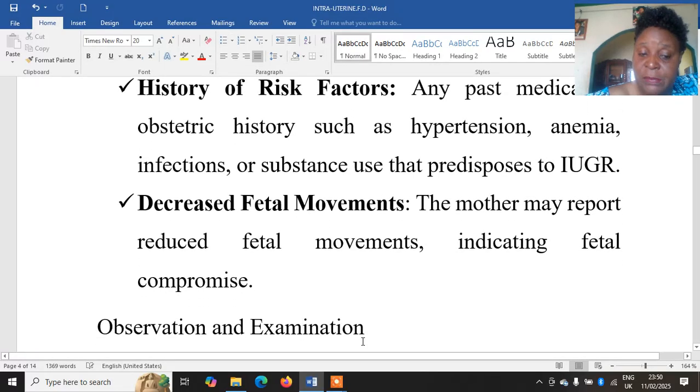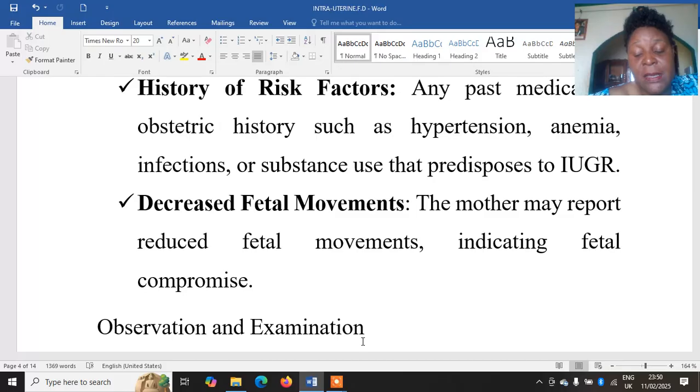Then some mothers may come and report that they are having decreased fetal movements. The mother may report reduced fetal movements, which may indicate fetal compromise. Some mothers may just walk to the hospital and say, since yesterday, I'm not feeling my baby move. So we don't just let it go.